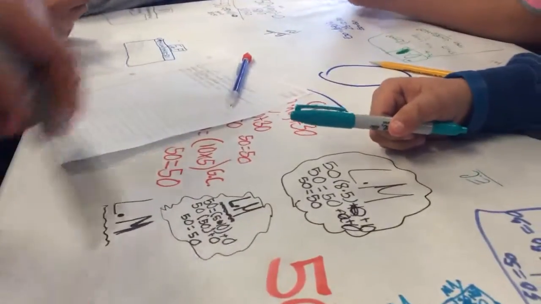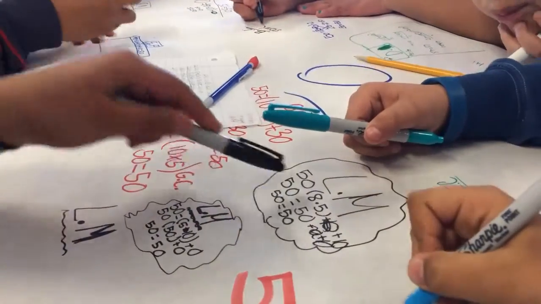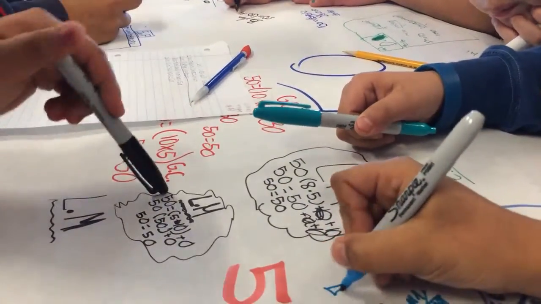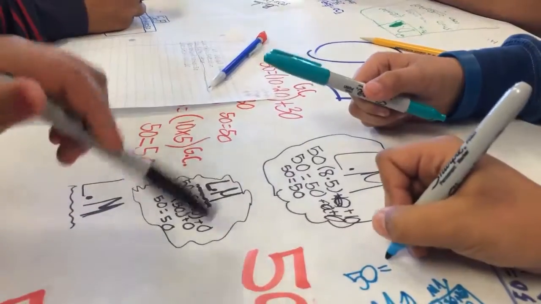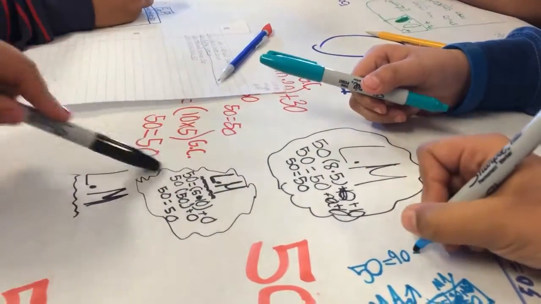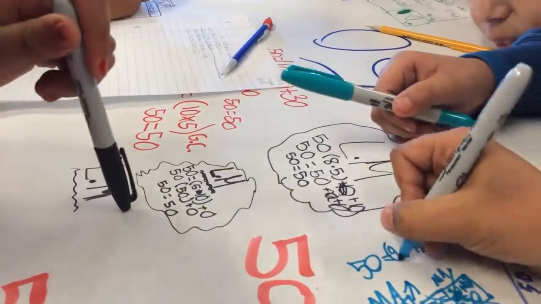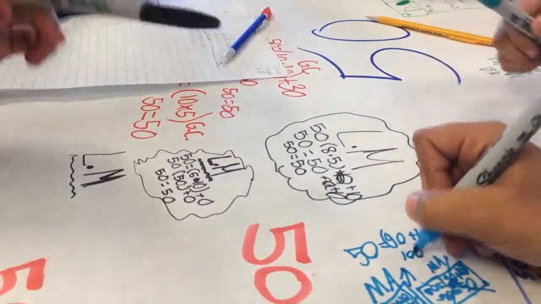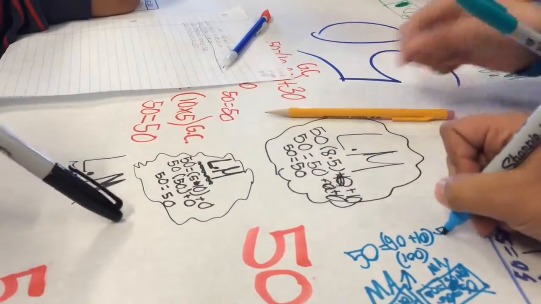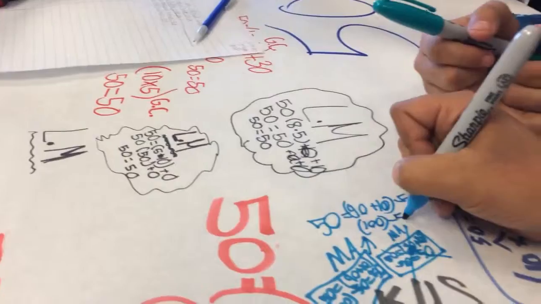The answer has to equal 50. 8 times 5 equals 40, plus 10 equals 50. 50 equals 50. Nice. Okay.